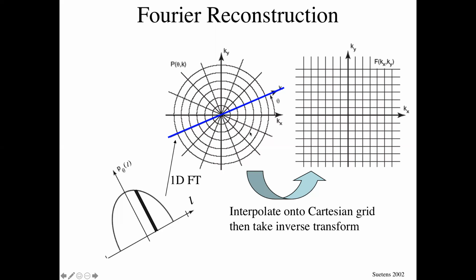So in going from here, say I want this point in my rectilinear grid for the Fourier transform. Then I need to look at where this point is in Fourier space, and interpolate the values around it onto that point. So I do some kind of interpolation of these values onto this rectilinear grid.